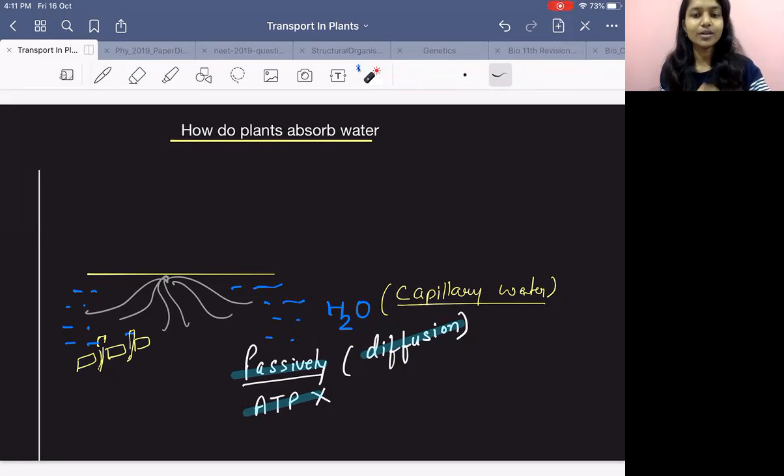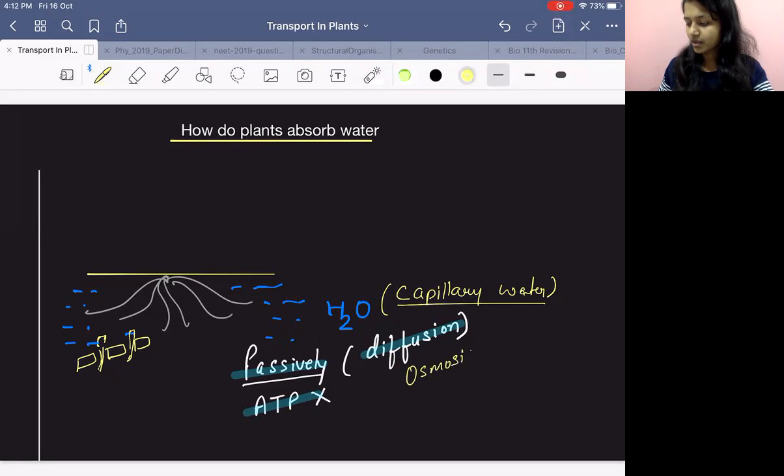Since entry of water is happening, and it is liquid, you can say what is happening? Osmosis. Yes or no? If the movement of water is happening from higher concentration to lower concentration of water, you can call it osmosis. If liquid is moving, yes. So how do plants absorb water? It is clear. From the root it is absorbed.